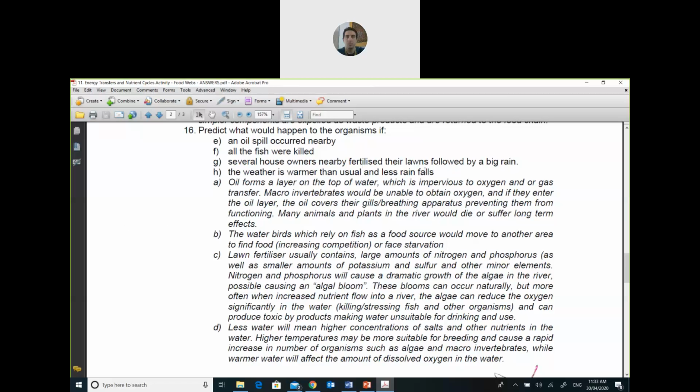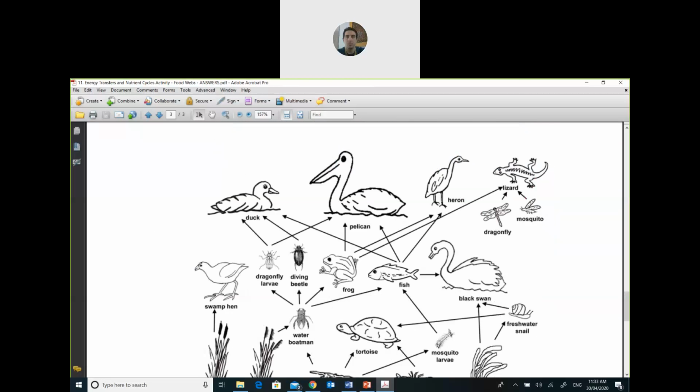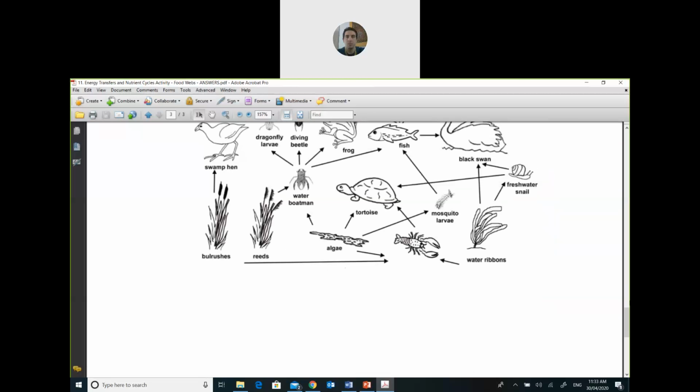Now, if the weather is warmer and we get less rainfall, obviously then there's going to be less water available. The problem is as you evaporate or lose water, you're still having the same amount of salt. So the concentration of salt and other nutrients in the water will increase. Those higher temperatures will also make it more suitable for breeding and cause a rapid increase in organisms like algae and invertebrates. And the warmer water will also affect how much oxygen is dissolved in the water, so it'll have a large effect.